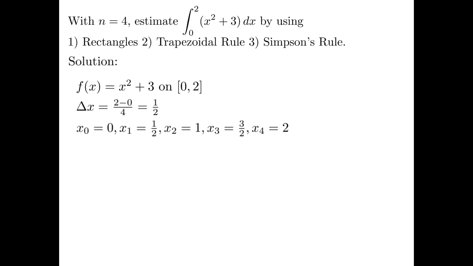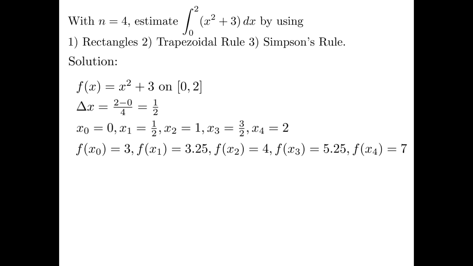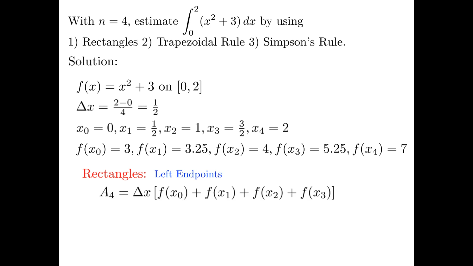My first break point is at 0, then a half, then 1, then 1 1/2, or 3 halves, then 2. And so I plug all those different values into my function. I'll keep these up here on the screen as we go. When I plug 0 into the function, I get 0 squared plus 3, so that's just 3. When I plug a half into the function, I get a half squared, which is a quarter, plus 3, so I get 3 1/4, and so on. So I have these different values of the function at each of those breakpoints. Now I just plug this into the formula for using left endpoints or right endpoints or trapezoidal rule or Simpson's rule or whatever, and see what we get.